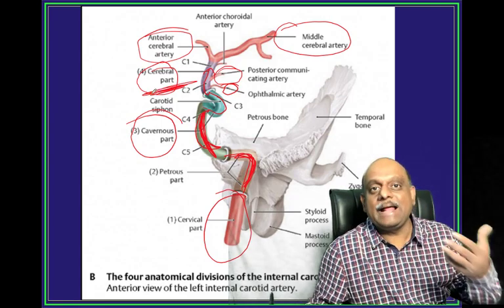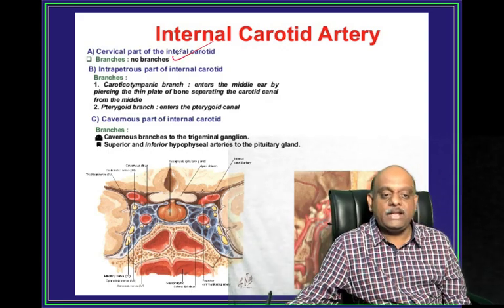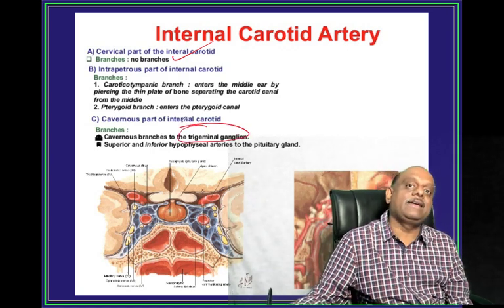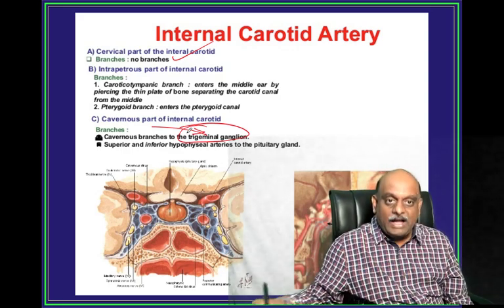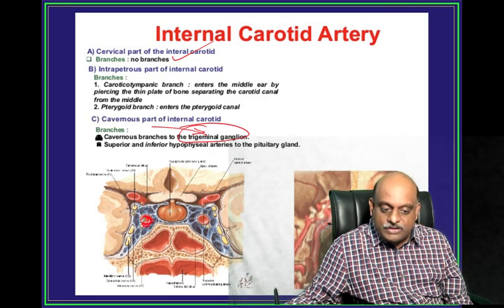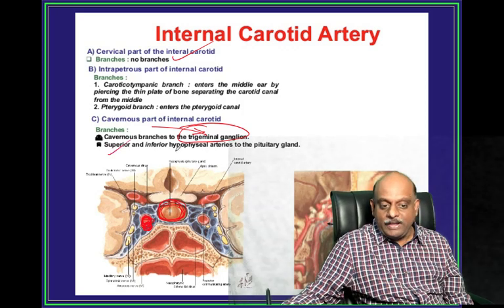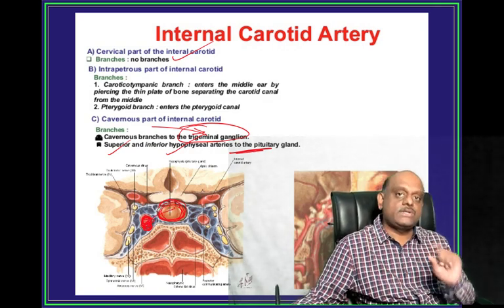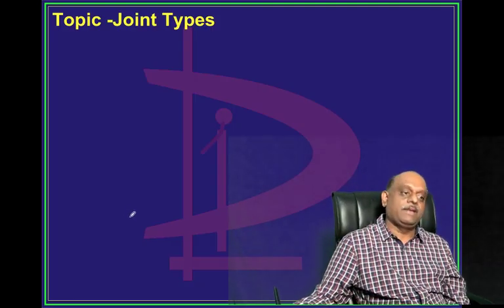what are the branches is a very important question. So you should remember, in the cervical part there are no branches. In the cavernous part there are cavernous branches of the internal carotid that go and supply the trigeminal ganglion. Similarly, when the internal carotid is passing through the cavernous sinus, what is very close to it? The pituitary gland. Therefore the superior and inferior hypophyseal branches to the pituitary gland are also branches of the carotid when it is passing through the cavernous part, is what you need to remember.